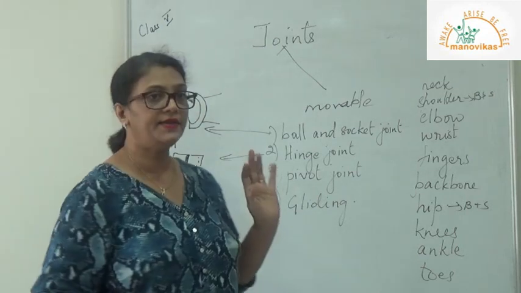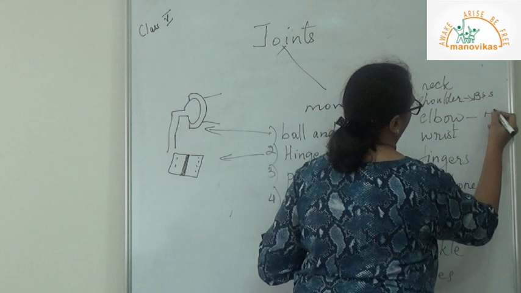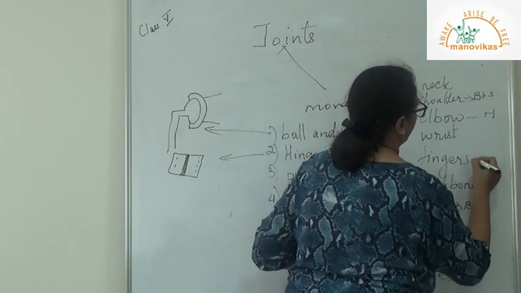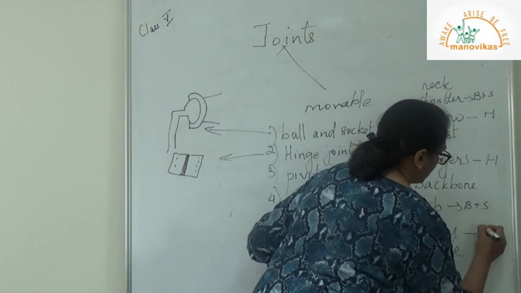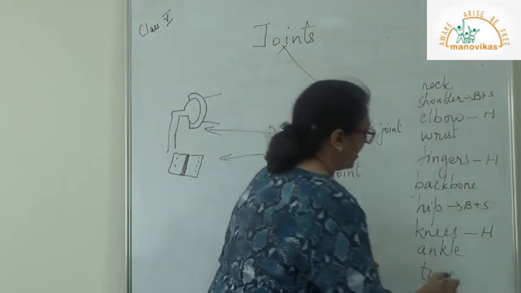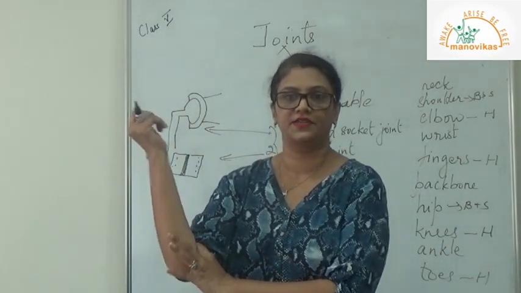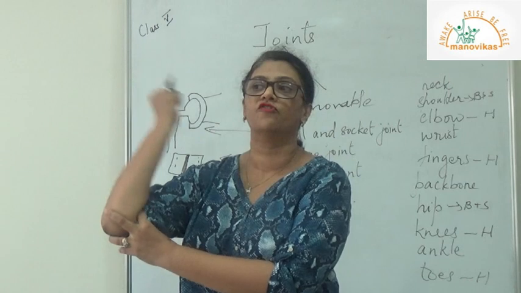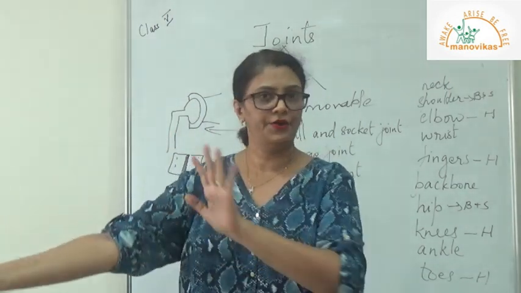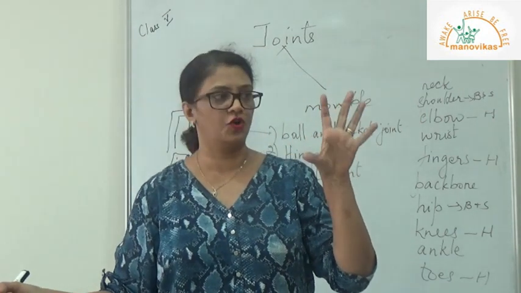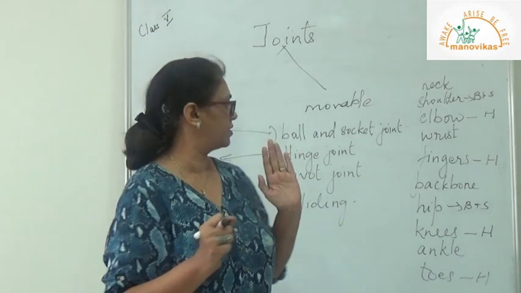Now, this joint is present in your elbow. It is there in the joints in your fingers, knees, and your toes. So, the hinge joint is in your elbow. It allows you movement only in one direction. Can you bring this here? No. Similarly, with the joints in your fingers, knee, and your toes.